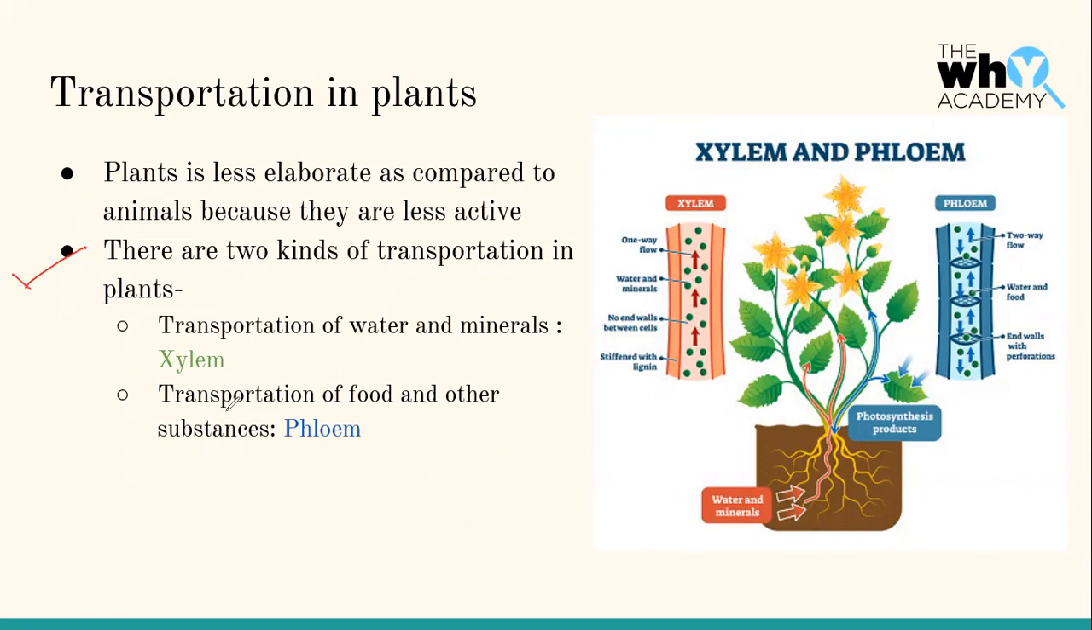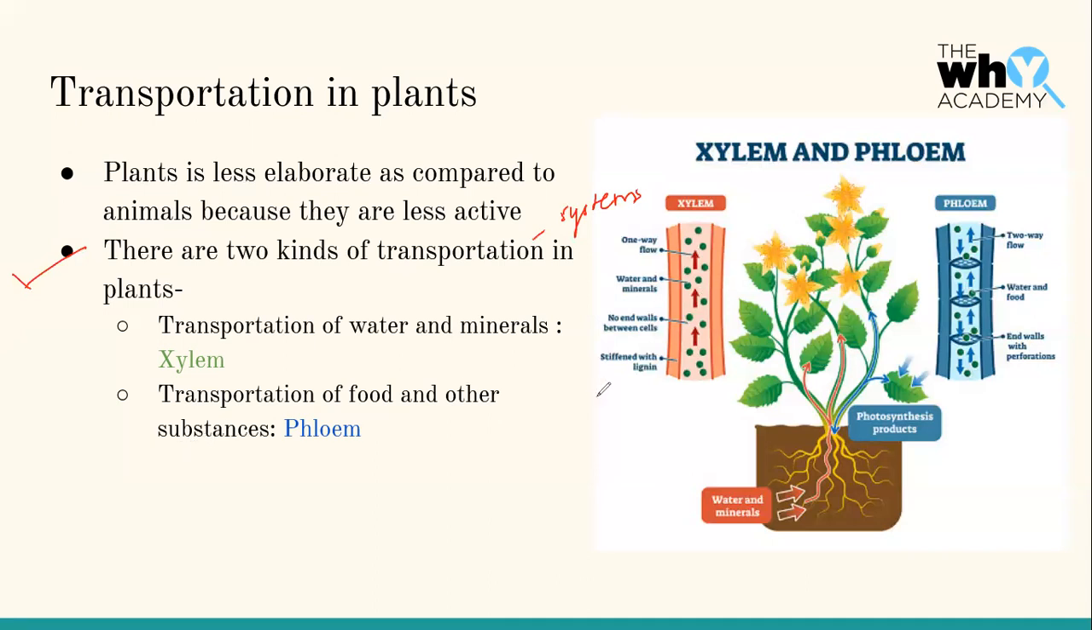There are two kinds of transportation systems in plants. One is the transportation of water and minerals, which is done by the xylem, and the other is transportation of food and other substances, which is done by the phloem.